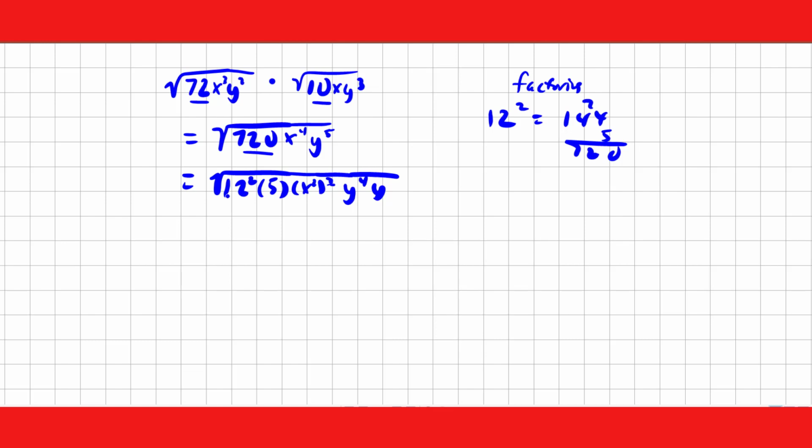All right, so perfect square here, so I've got 12. And then I've got a perfect square here, x squared. And then I've got a perfect square here, that's y squared. And then I'm left with 12x squared y squared times the square root of 5y. So my 5 was left over, my y was left over. So in simplest form, this product is 12x squared y squared, square root of 5y. And that's going to get us simplest form.